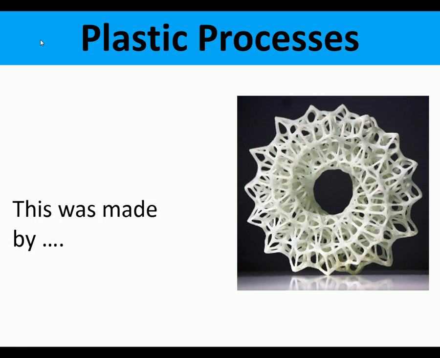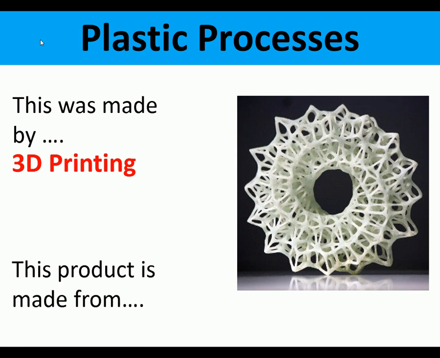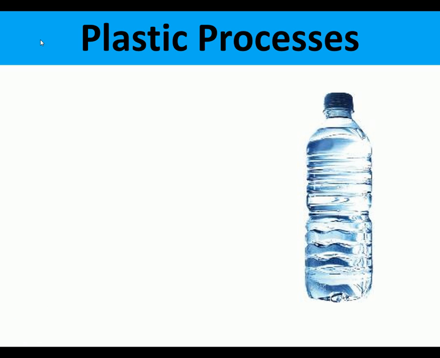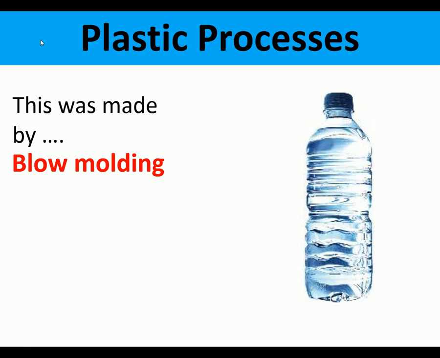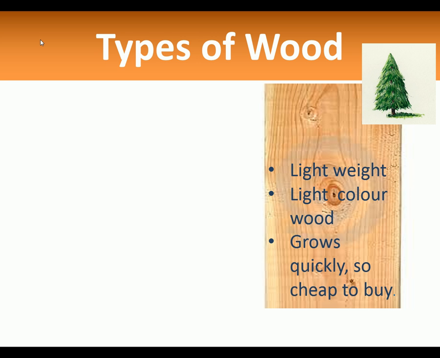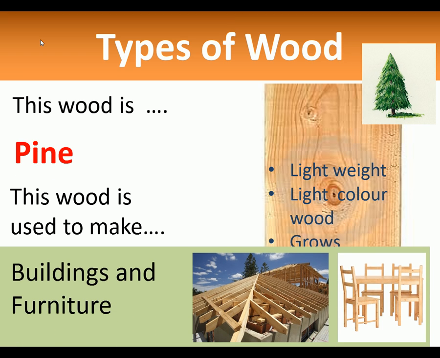Plastic processes. This was made by 3D printing. This product is made from PLA. Plastic processes. This was made by blow molding. This product is made from PET. Types of wood. Which wood is this? It is lightweight, light colour, grows quickly and is cheap to buy. Of course, this type of wood is pine. This wood is used to make buildings and furniture.